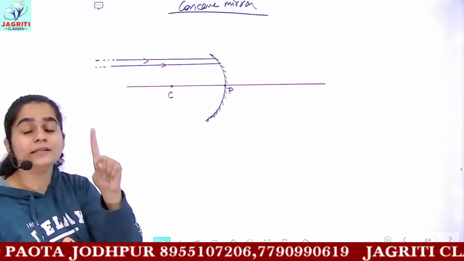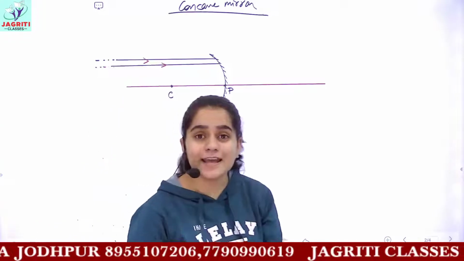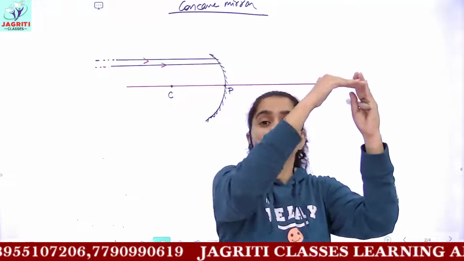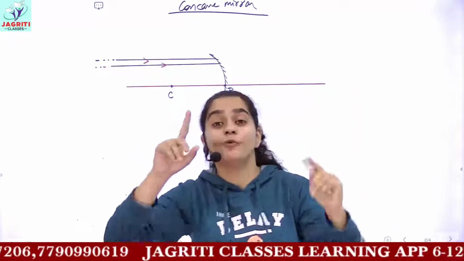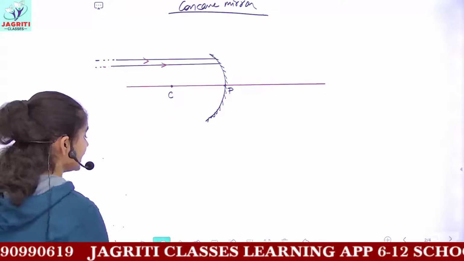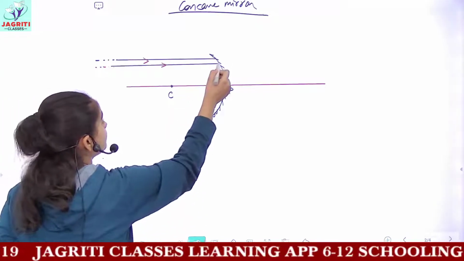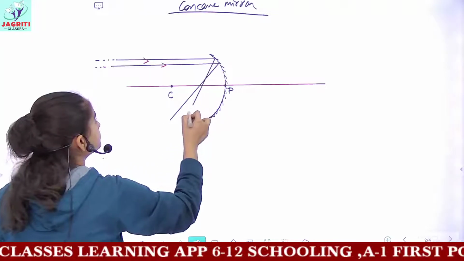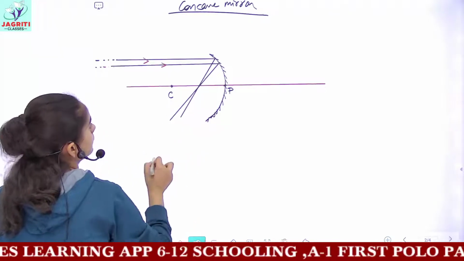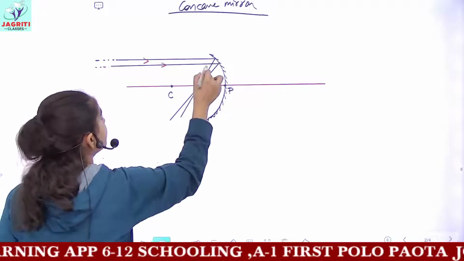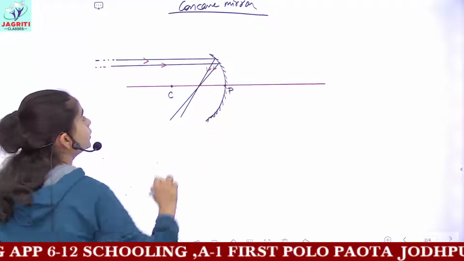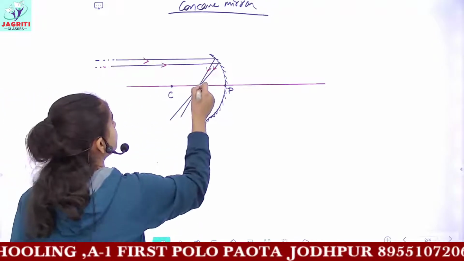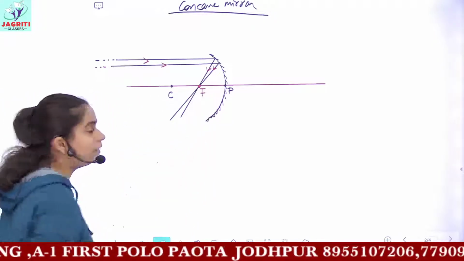So rule 1 states that if any ray is parallel to the principal axis, then after reflection from the mirror, it would pass through the focus. So when these rays get deflected, after reflection, they would pass through the focus itself. So these would pass in a similar manner. And do not forget to draw their directions. And wherever these rays meet, you will call that point the focus.